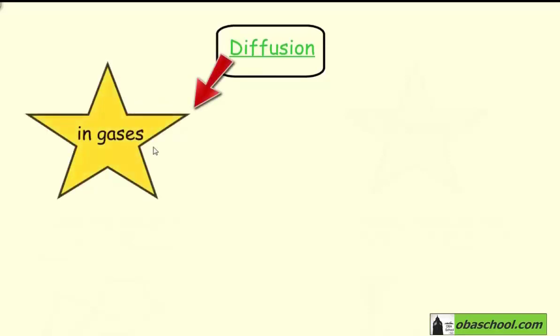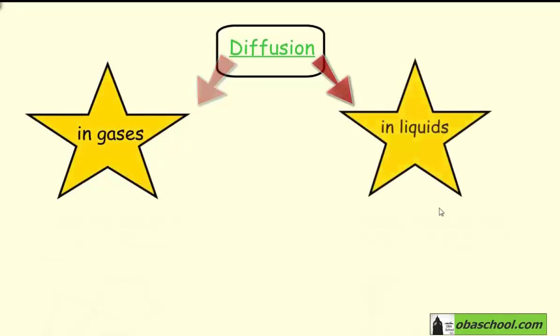Now we will talk about diffusion. Diffusion is the spreading of particles. Diffusion only happens in two cases. First case is the diffusion in gases, and the second case is the diffusion in liquids. We will see each case. First, we will talk about the diffusion in gases.